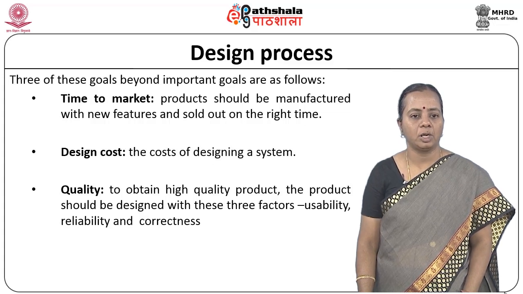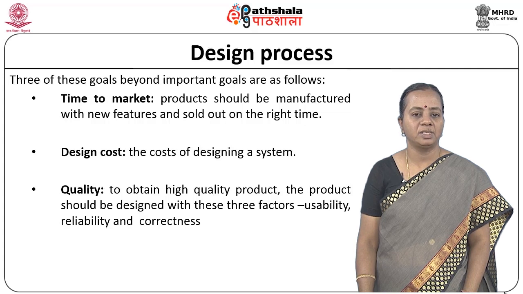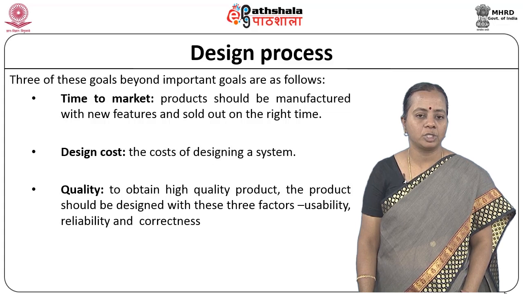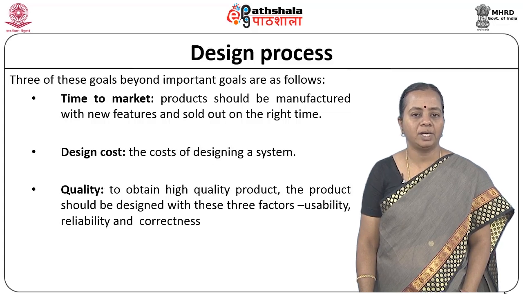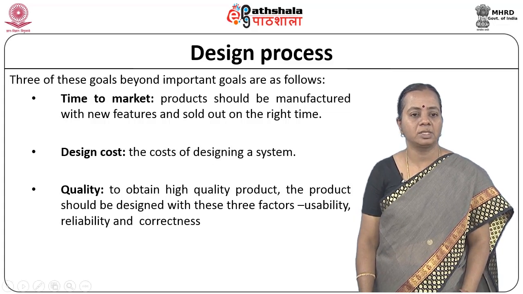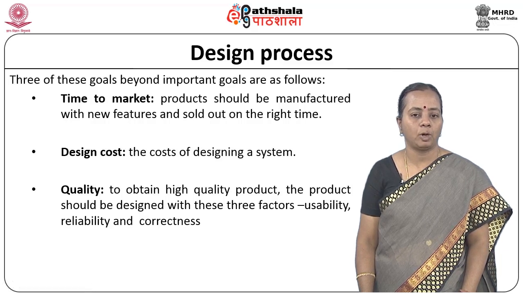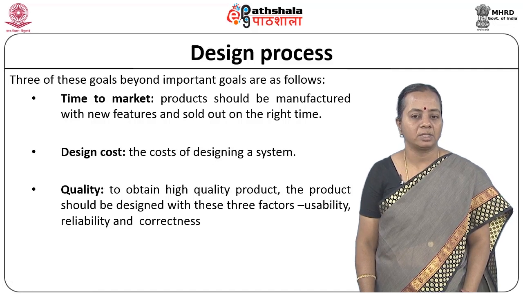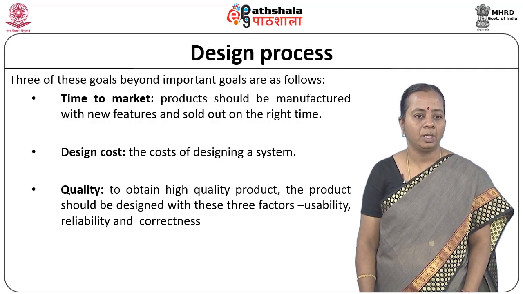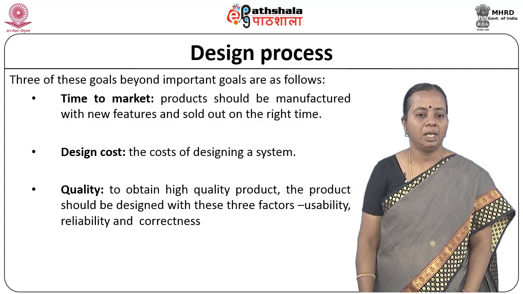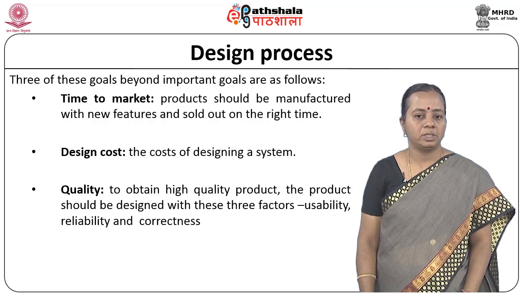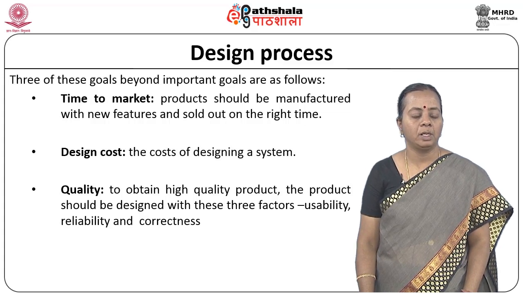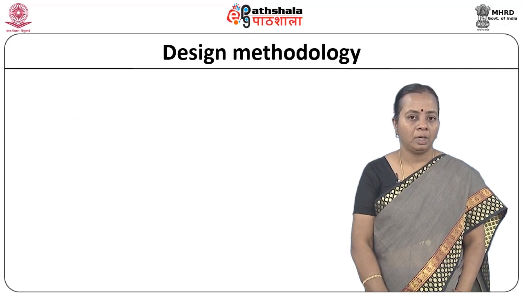And the second thing is your design cost. The cost of designing a system should be low, then only will you be in a position to manufacture a product within the estimated budget. The third thing is quality. To obtain a high quality product, the product should be designed with three factors: one is usability, another is reliability, another is correctness. So, usability, reliability and correctness are the three factors when you are looking at the quality of the product.